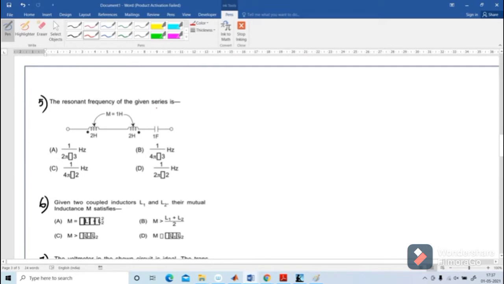Next, problem 5. The resonant frequency of the given series circuit with L1, L2 and capacitance C in farads is given. First of all, I am going to write the equation for resonant frequency. What is the resonant frequency? F is equal to 1 divided by 2 pi root LC.